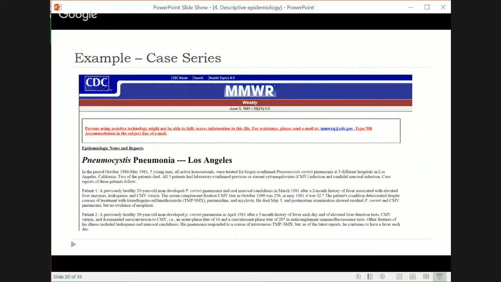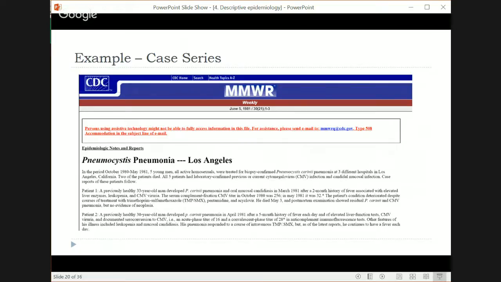Now, an example of a case series. So this is pneumocystis pneumonia in Los Angeles. This is actually the very start of the HIV epidemic, this case series that I've snapshotted here. From October of 1980 to May of 1981, 5 young men were treated for biopsy-confirmed pneumocystis carinii pneumonia, or what's commonly referred to as PCP, at 3 different hospitals. 2 of the 5 patients died. All 5 patients had laboratory-confirmed previous or current cytomegalovirus infection and candidiasis in the mouth.